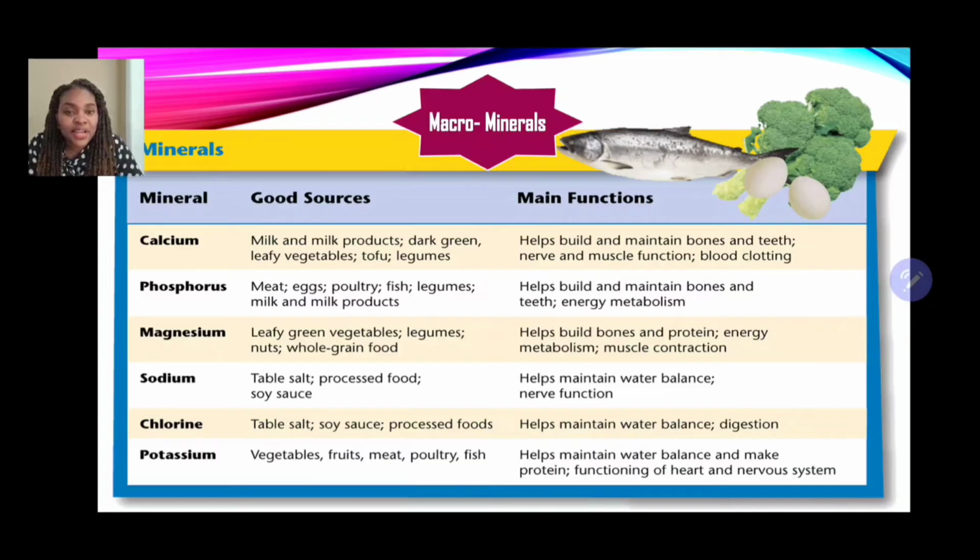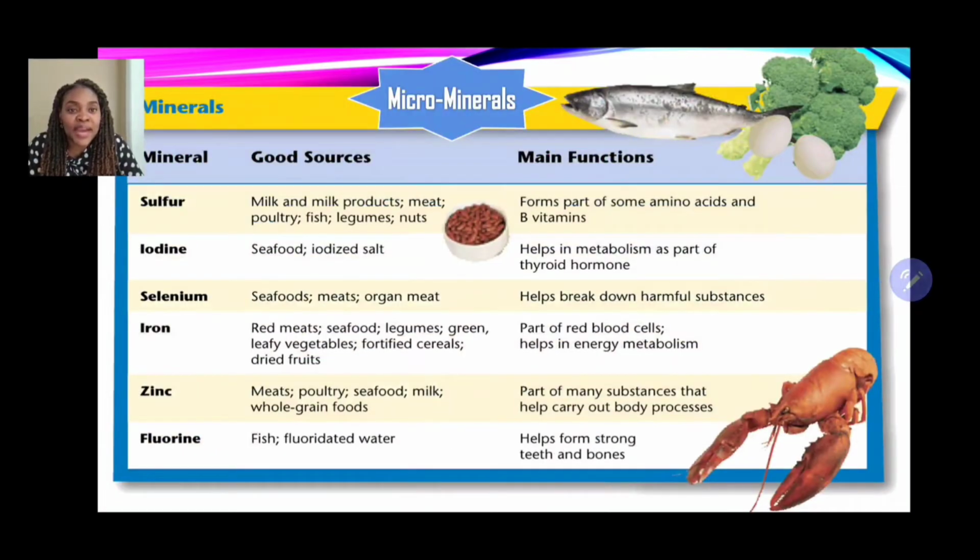Now, guys, let's turn the page to look at microminerals. Now, there are also 6 microminerals. They are sulfur, iodine, selenium, iron, zinc, and also fluorine.